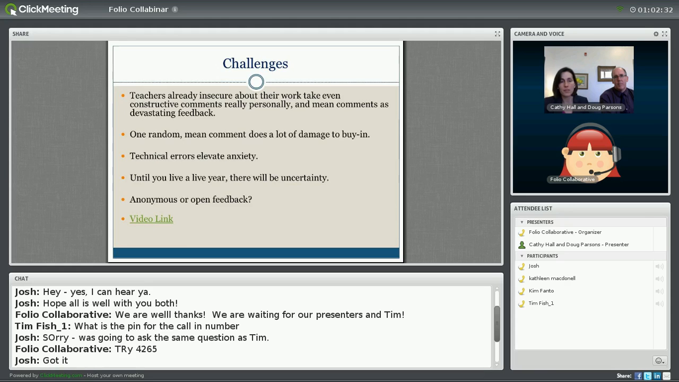And then, as I mentioned, the random mean comment definitely has a ripple effect, and there are many teachers looking to kind of do the aha, I knew this was the wrong way to go.